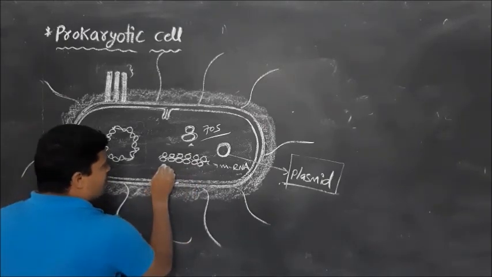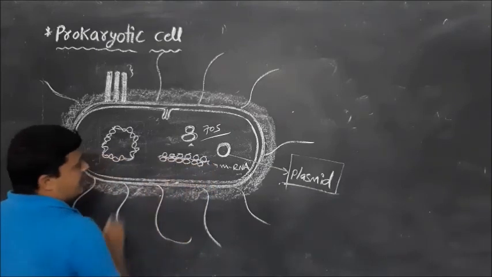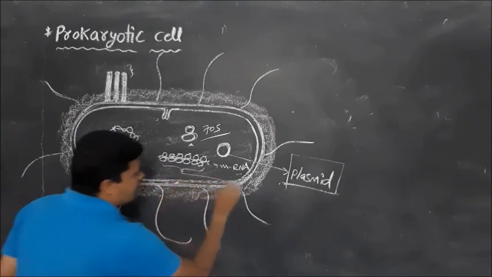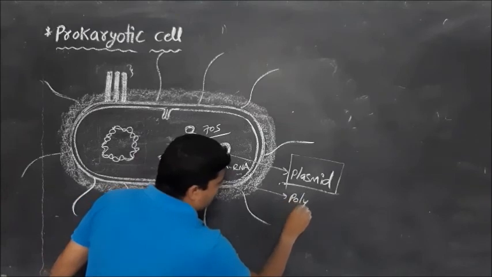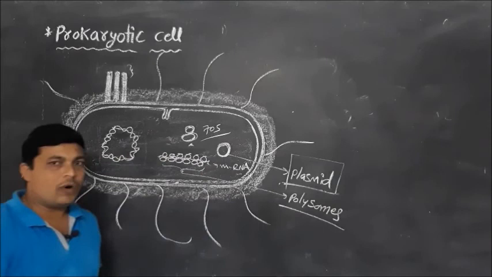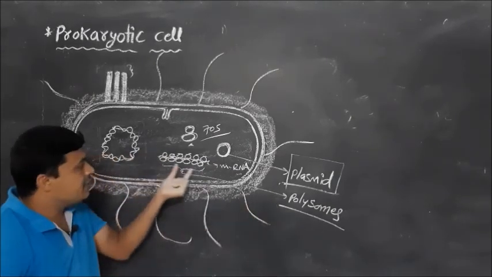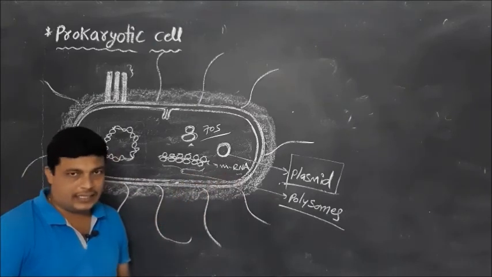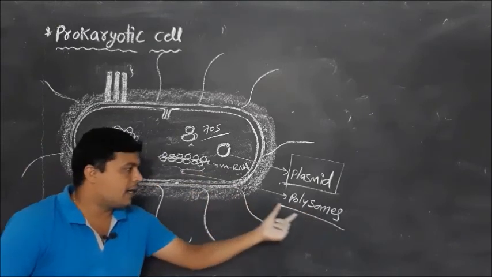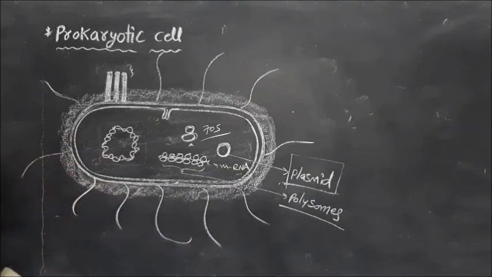That's why during the protein synthesis time, all these ribosomes are arranged on a mRNA. The sequence of ribosomes on mRNA is called polysomes. What are polysomes? Define polysomes. Polysomes means a sequence of ribosomes on mRNA. These polysomes will participate in the protein synthesis. So this is the structure of the bacterial cell.